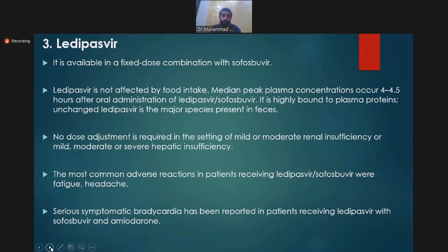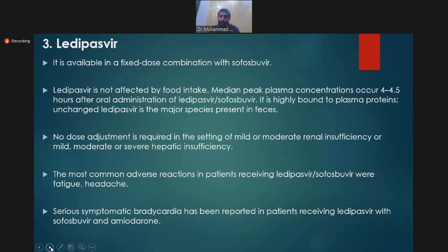Then moving on to Ledipasvir, and it is available in a fixed dose combination with again Sofosbuvir. You will notice that their pharmacokinetics and dynamics are usually similar and do not vary much. So it is not affected by food intake.